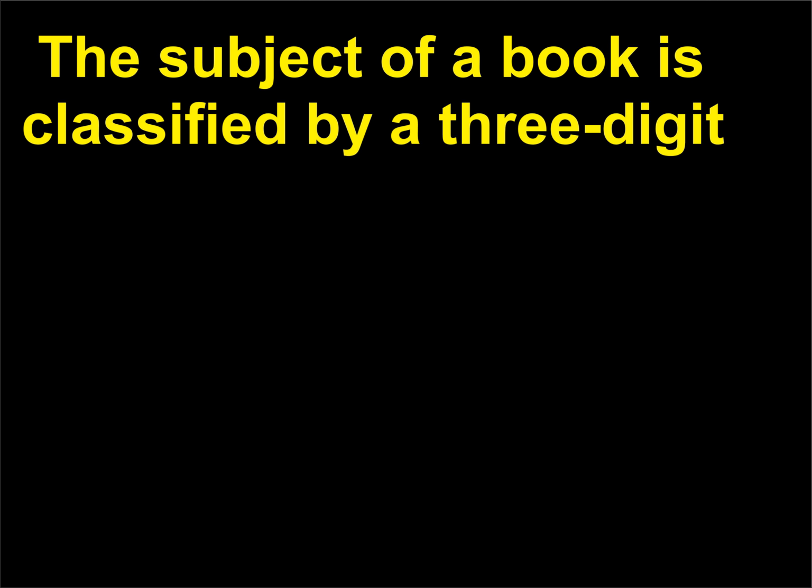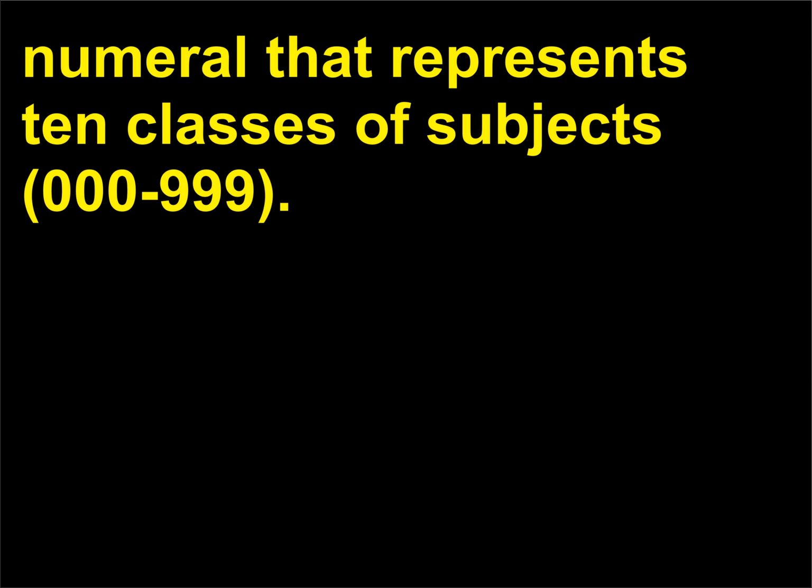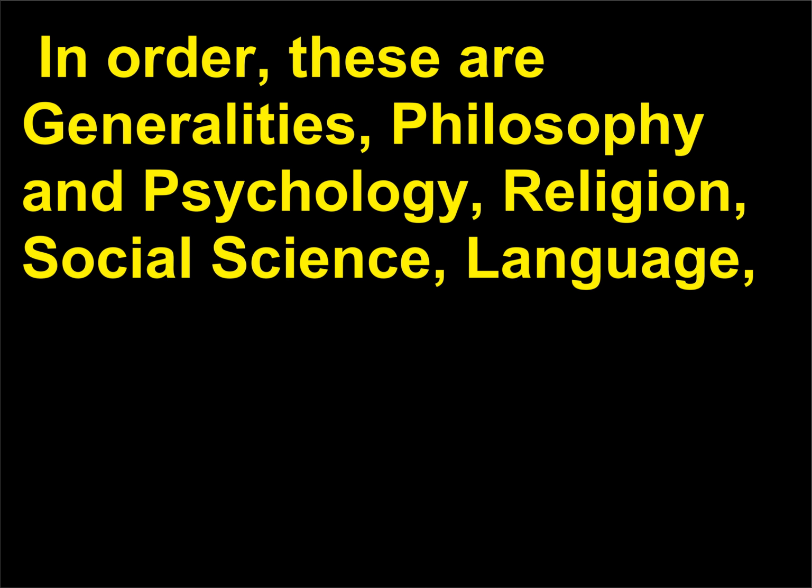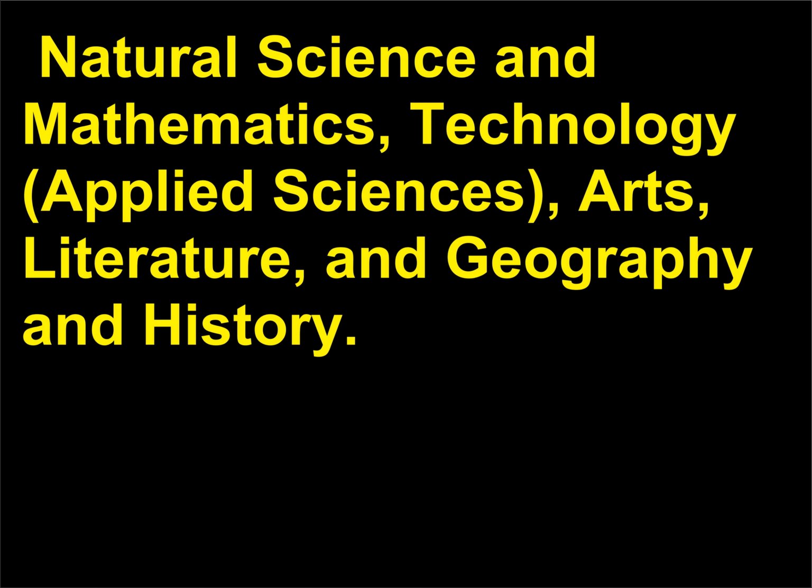The subject of a book is classified by a 3-digit numeral that represents 10 classes of subjects, 000-999. In order, these are generalities, philosophy and psychology, religion, social science, language, natural science and mathematics, technology, applied sciences, arts, literature, and geography and history.